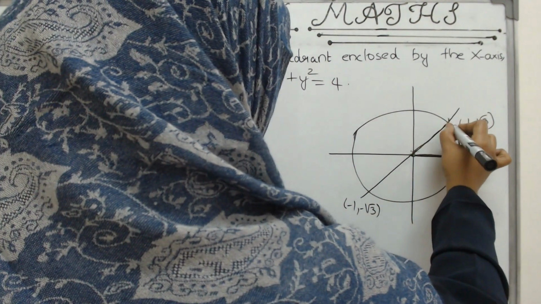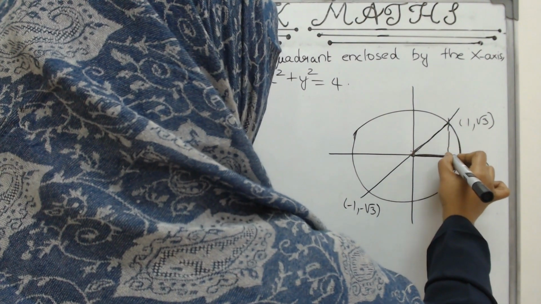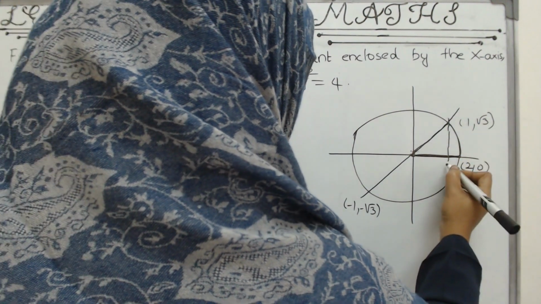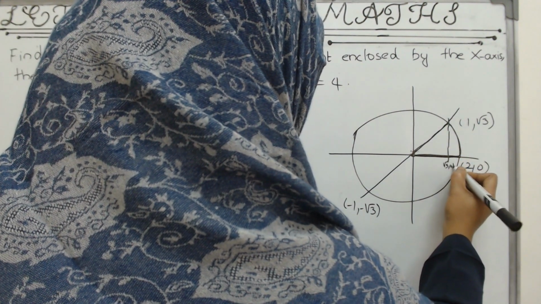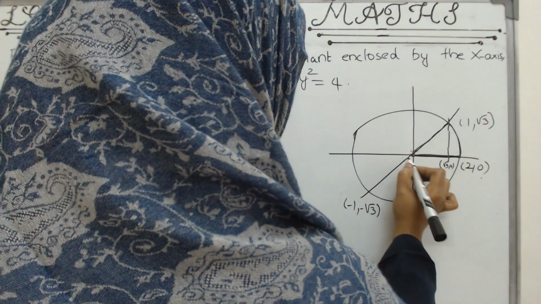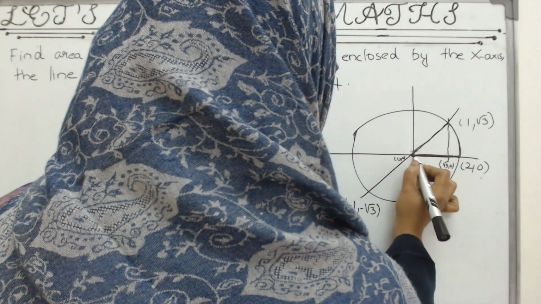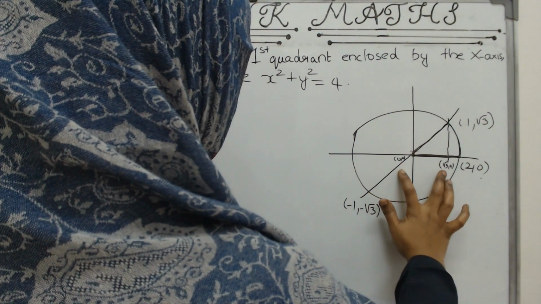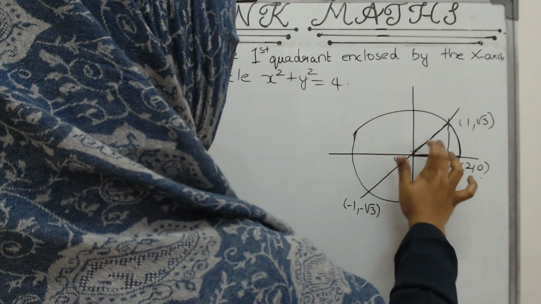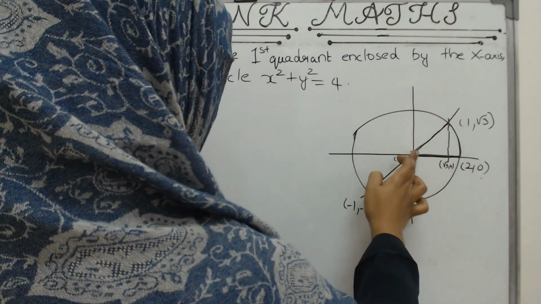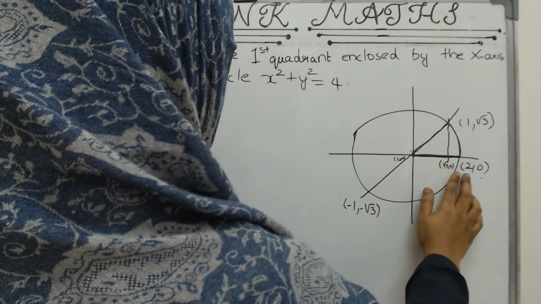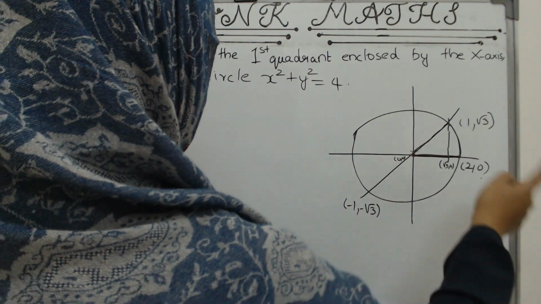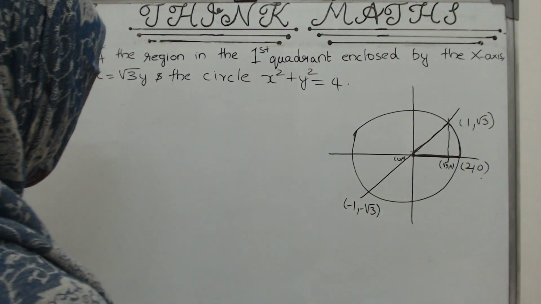So at the point of intersection here will be what? Root 3, 0. This point we found to be root 3, and this point is the origin, right? So what do you have? From 0 to root 3, your y will actually depend on the line. And from root 3 to 0, your y will depend on what? The circle.